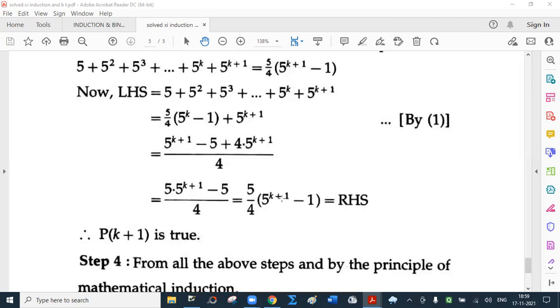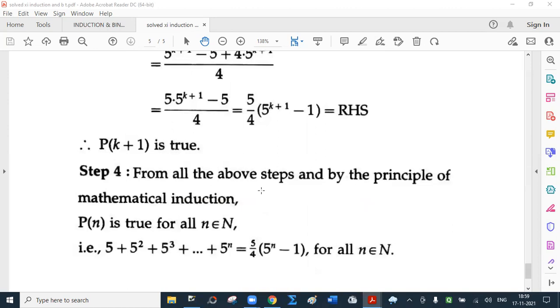So, from all the above steps and by the principle of mathematical induction, P of n is true for all small n belonging to capital N. That is, 5 plus 5 square plus 5 cube up to 5 raised to n is 5 by 4 into 5 raised to n minus 1 for all small n belonging to capital N.